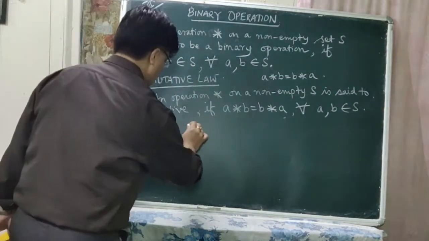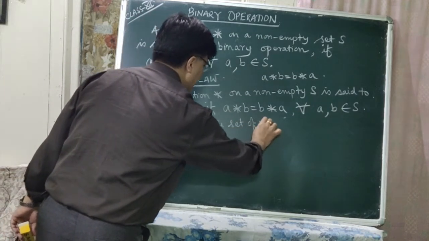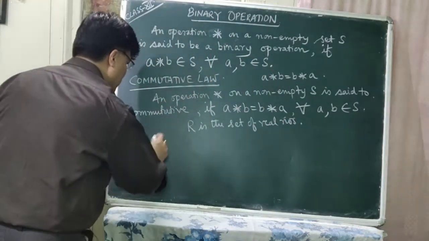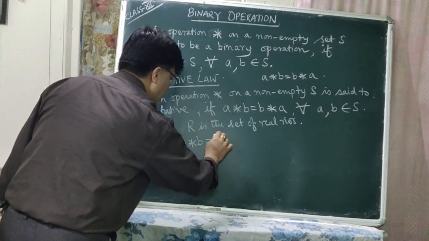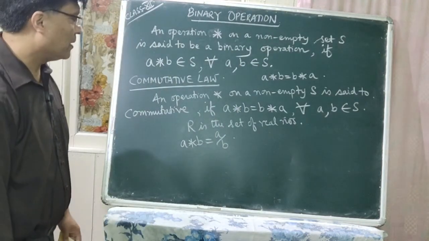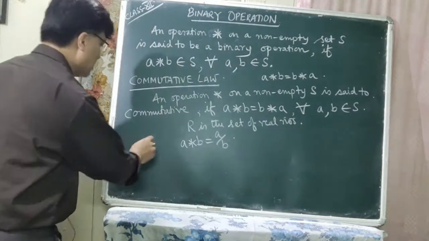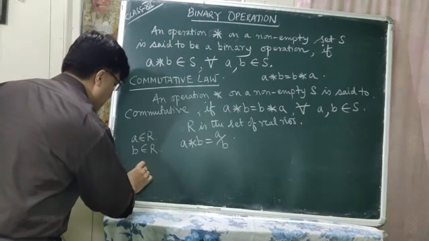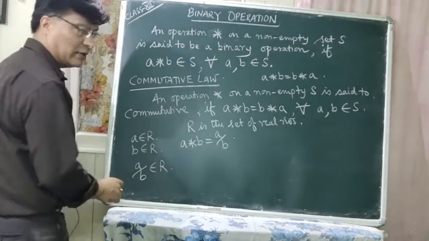Okay, suppose R is the set of real numbers. Now suppose A star B is equal to A by B, and all these A, B belong to the real numbers. So A belongs to the real numbers, B belongs to the real numbers. So this A by B also belongs to the set of real numbers.